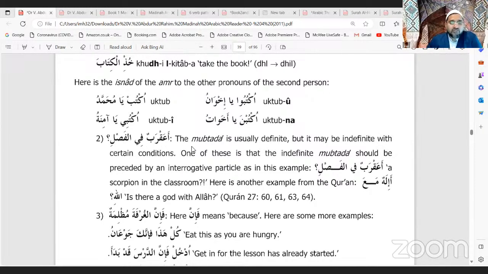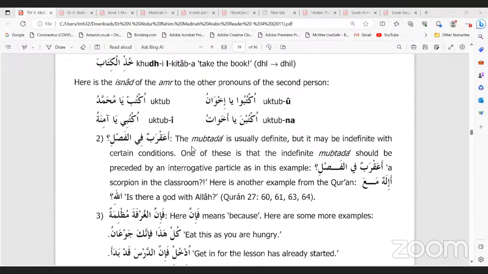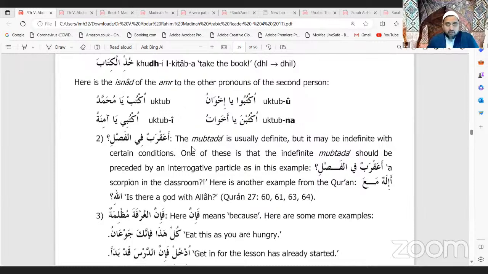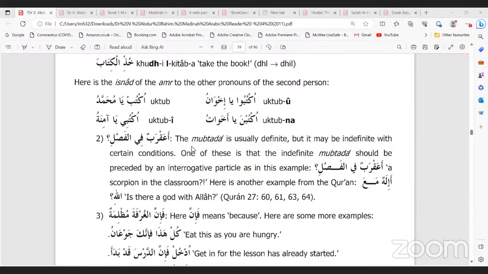So Bismillah, if you read this, this will make sense now. The mubtada is usually definite, but it can be indefinite with certain conditions. One of these is that the indefinite mubtada should be preceded by an interrogative particle, as in this example. Akrabu fil fasli, a scorpion in the classroom.